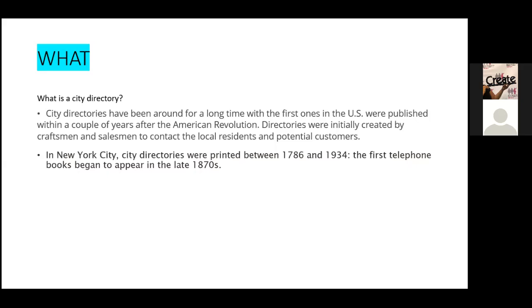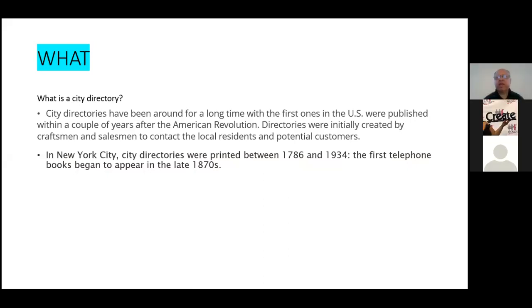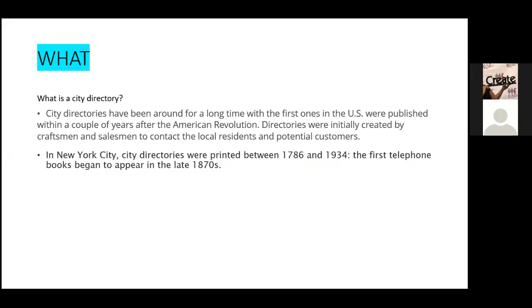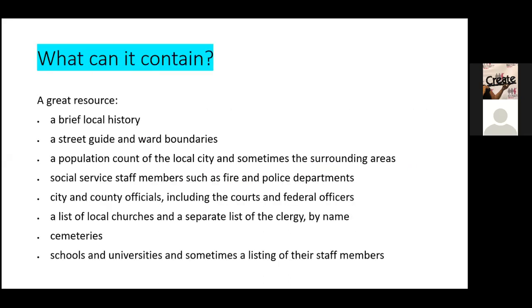It's very, very interesting. Now, I want to give you a little bit of background. In New York City, city directories were printed between 1786 and 1934. Well, let's put this in a context. The first telephone books began to appear in the late 1870s. So again, you have 2 different kinds of directories, a city directory and a telephone book. Both of them are critical to doing genealogy. Now, what can a city directory contain?